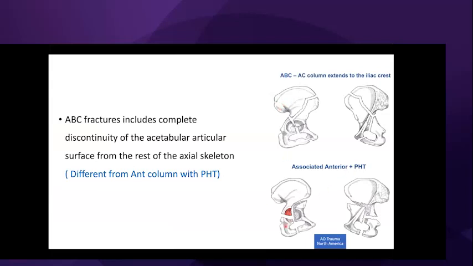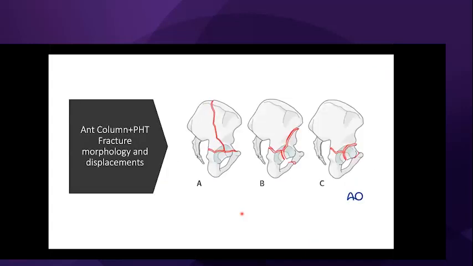Unlike the associated anterior column with posterior hemitransverse, where you will find this fragment, this red fragment highlighted here, connected to the constant fragment attached to the sacroiliac joint. This is very important because this is the only differentiation between this type, the high anterior column with posterior hemitransverse, and the both column fracture. You should look at this fragment, whether it's attached to the constant fragment or it's completely dissociated from the axial skeleton and attached to the acetabulum.